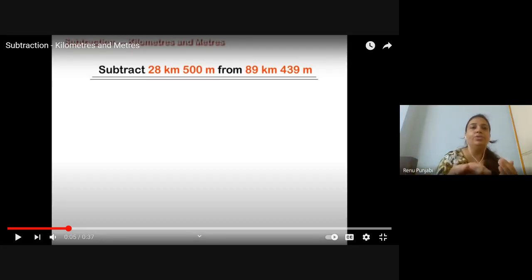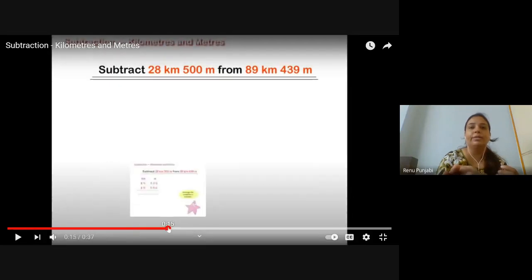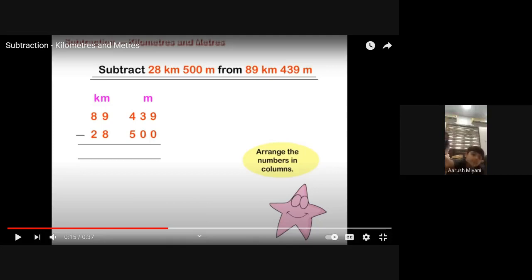So when you note down 89 in the columns, I'll show you how, then you subtract, it will be possible. So 89 kilometers 439 meters. Under it, you will write 28 kilometers 500 meters. Don't make this mistake of interchanging the meters. If you think 500 is bigger so it should come above, that will be wrong, because you only compare the kilometers, not the meters. Got it, everyone? Yes or no? Yes, ma'am.